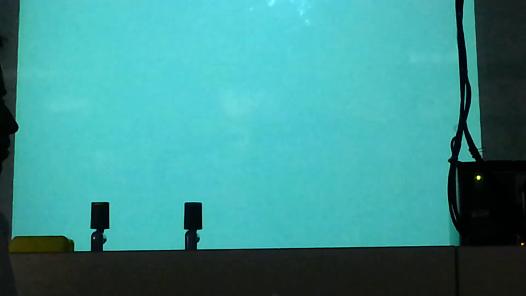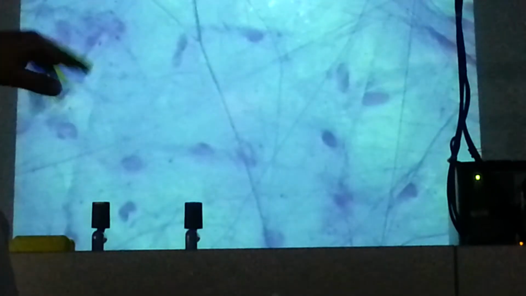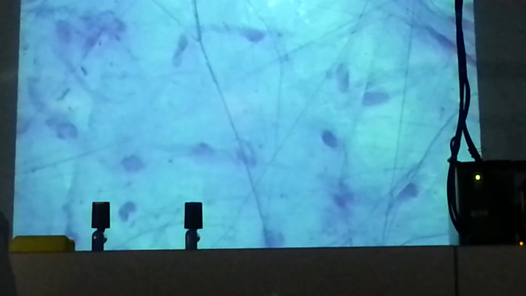Slide number 2. I didn't get it by high power magnification. I don't know why. What do you think? This is much better? Yes. Loose areolar connective tissue.